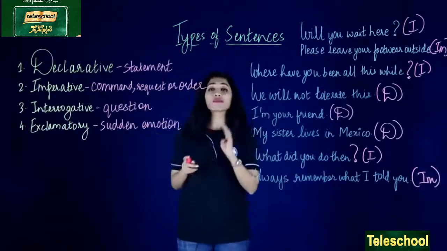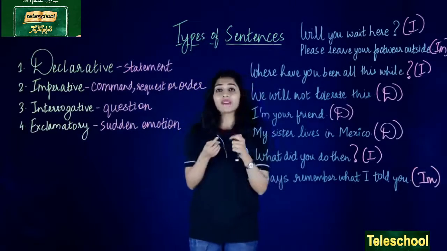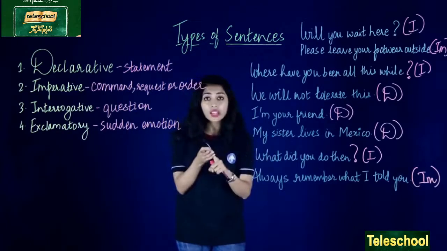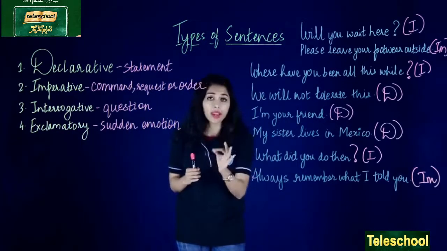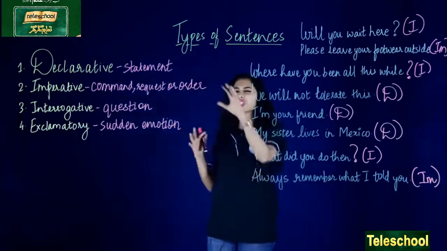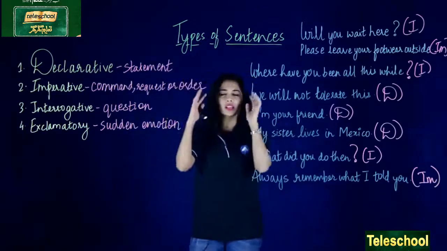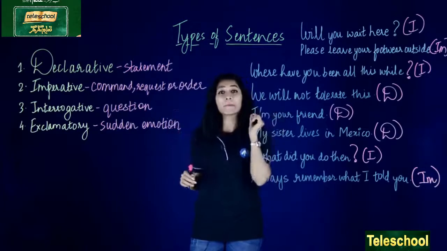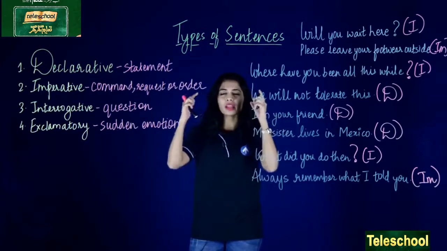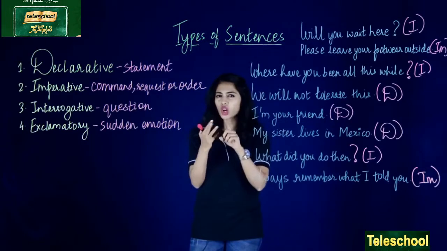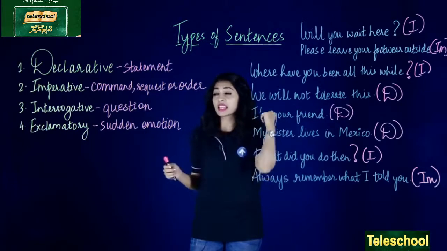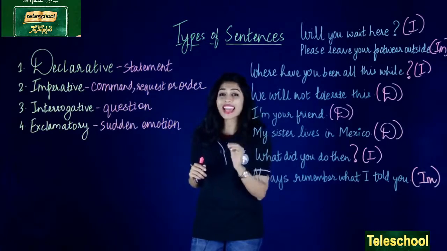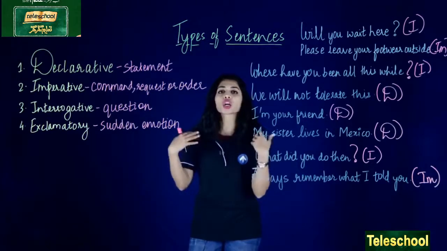So these were our four types of sentences. We have the declarative sentence, the imperative sentence, the interrogative sentence, and finally the exclamatory sentence. Just remember these keywords. When I say declarative, the first thing that should come to your mind is statement. When I say imperative, it can either be a command, an order, or a request. When I say interrogative, it should be question. And finally, when I say exclamatory, it should be a strong or a sudden emotion.